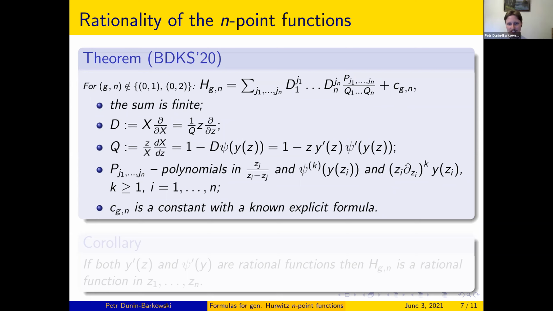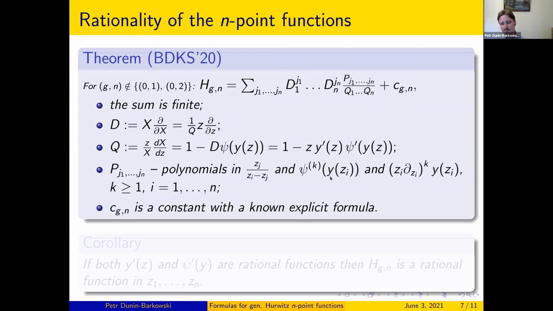Here, is q_i the q depending on z_i? Yes, thank you for this question. Precisely, q_i is q of z_i, and d_i is d of z_i. So, like I said, this is the general form of this rationality statement, that we get a finite rational expression in terms of these guys.